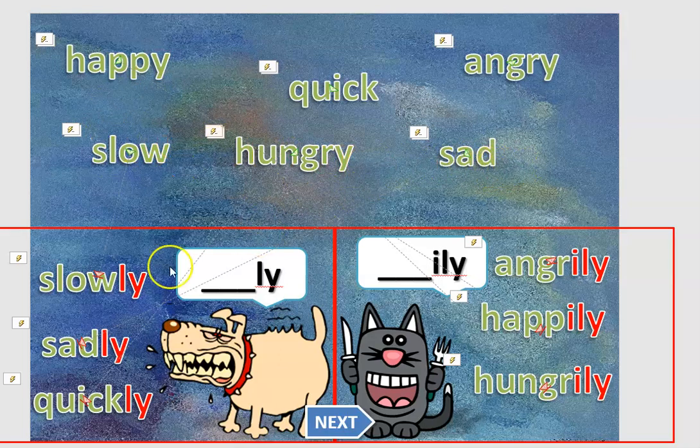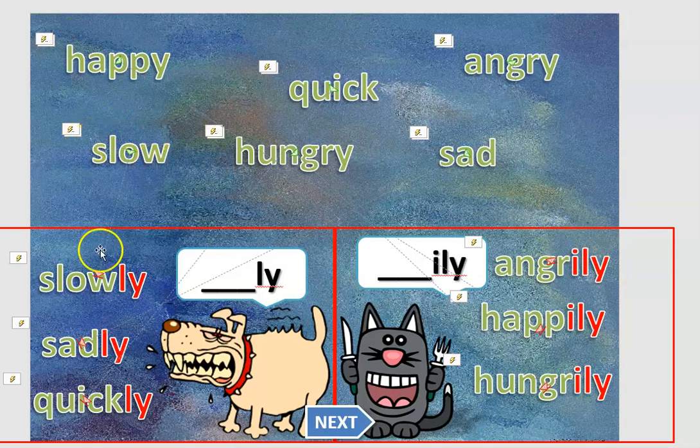Okay, so the first one is happy, but here it is ending with y, so it will come in the ily column, so it is happily. Y is replaced with ily. If you can see the red letters here, it's ily and we have replaced y. Next word is quick. Quick doesn't have y at the end, so we will use it in the ly column. It is quickly. Next is angry. Angry has y at the end, so we are going to replace y and use ily, so it is in the ily column. Next is slow.